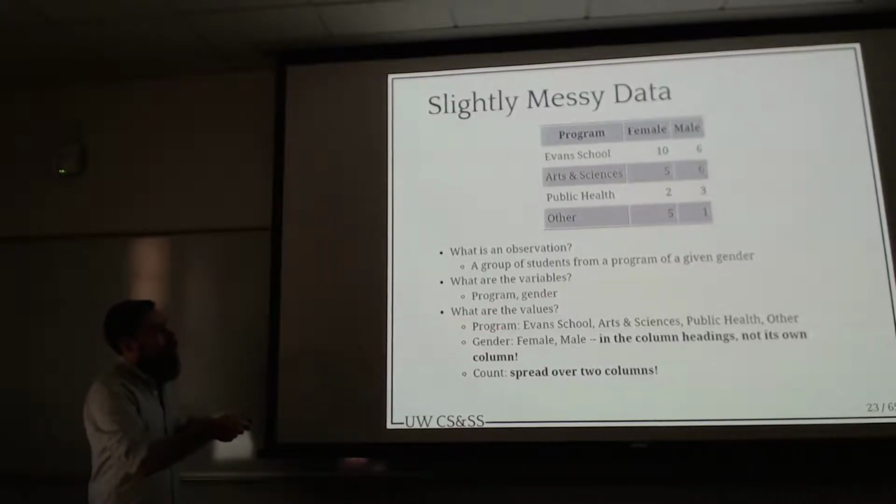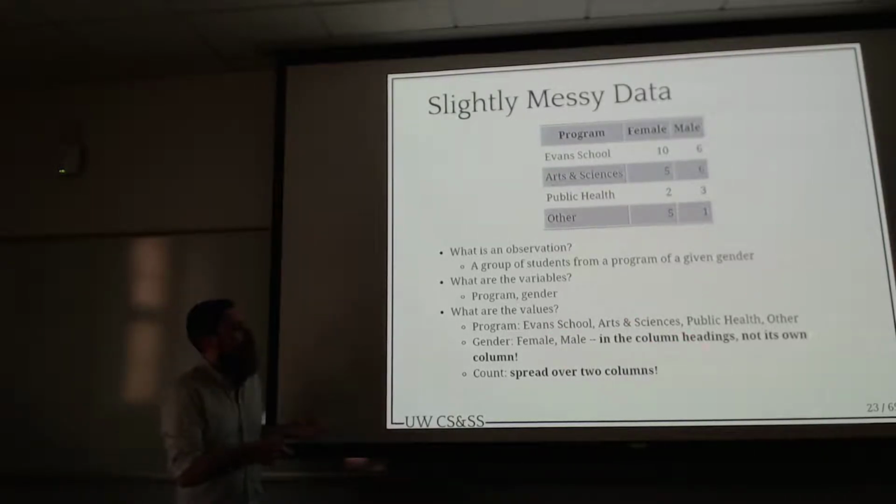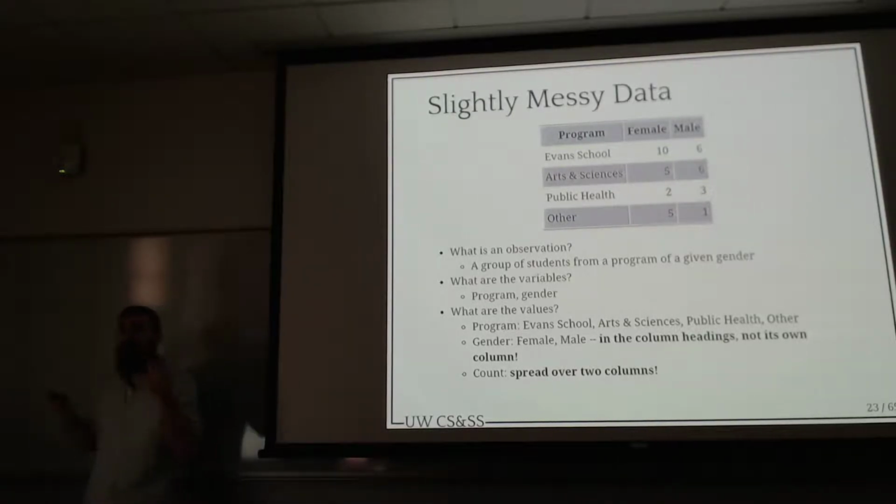So for instance, the values here, program, that's where that stuff should be. Evans School, Arts and Sciences, Public Health, Other. Gender, female and male, is in the column headings. It's not its own column. And the count of individuals, which is one variable, doesn't even get its own column, right? Instead, the count is split over two different columns. Okay? This is what we call slightly messy data.